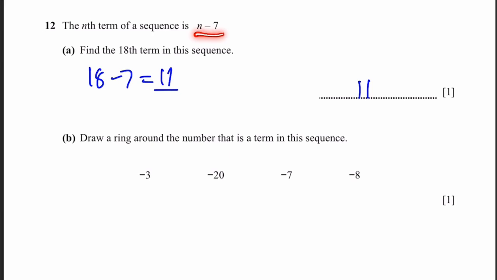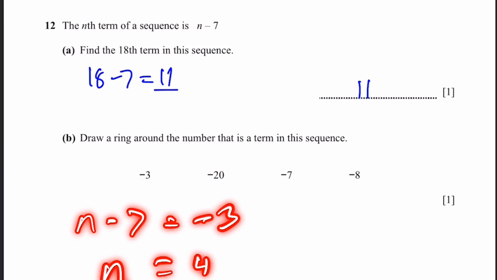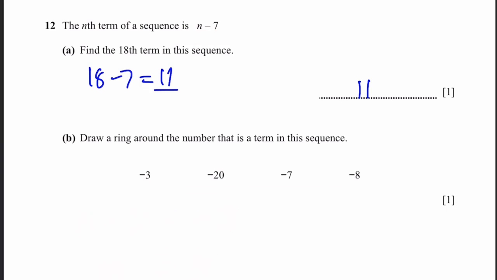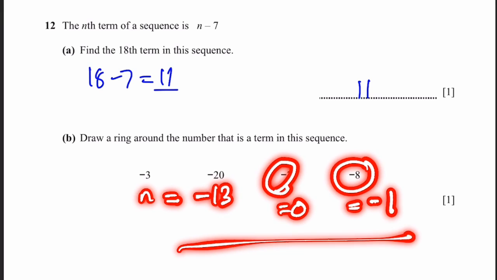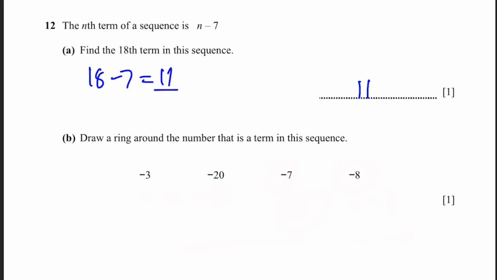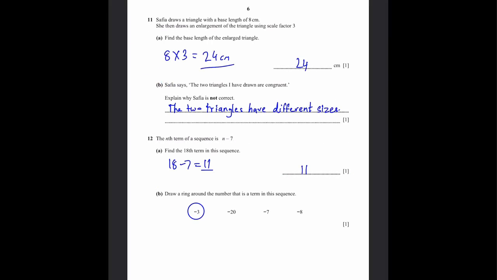First, let's just take n minus 7 is equal to all of these numbers. When n minus 7 is equal to minus 3, n will be equal to 4, which is a positive integer. But if you substitute any of these three numbers, it won't be a positive integer. For this one, it will become minus 13 for the n value, and for minus 7, it will become 0, and for minus 8, it will become negative 1. All these are not positive integers. 0 is a neutral integer and not positive. That's why it doesn't count. That's why the only one which is in the sequence is minus 3. That's the answer.